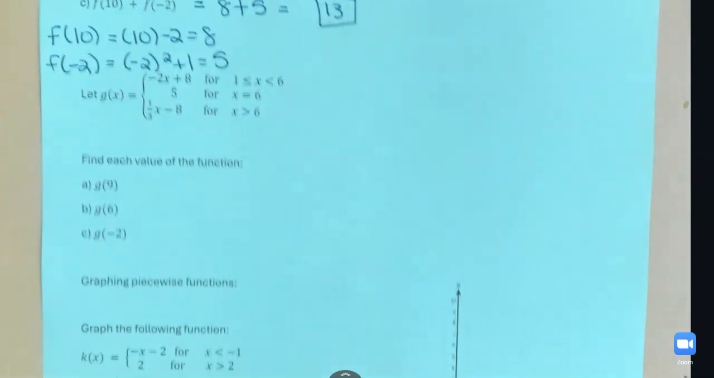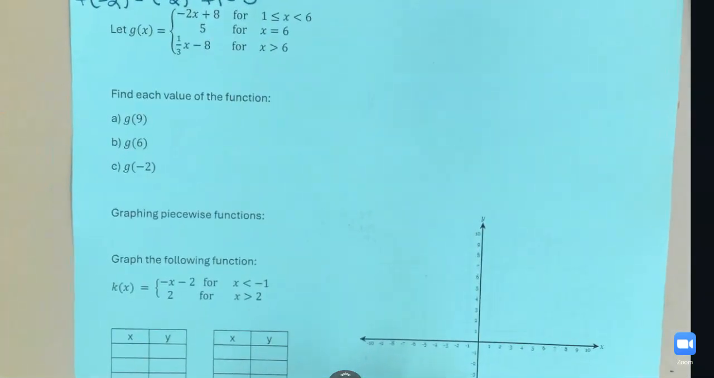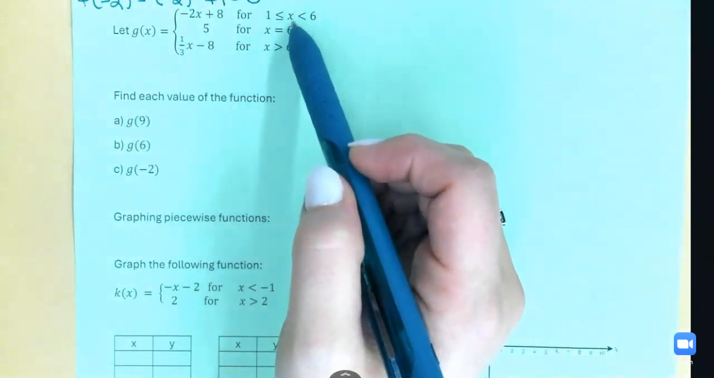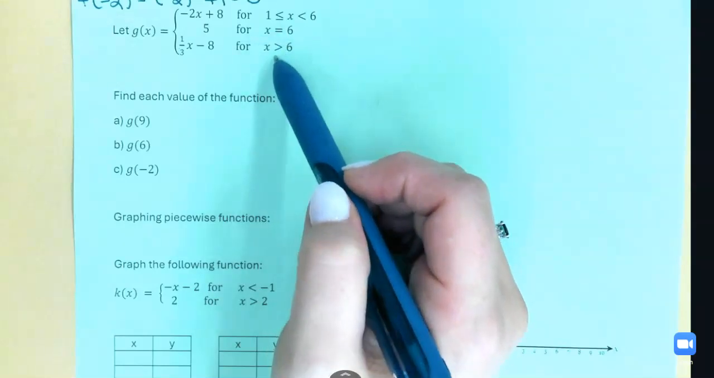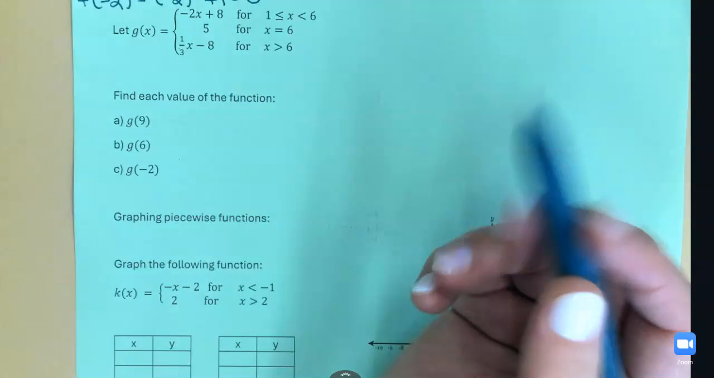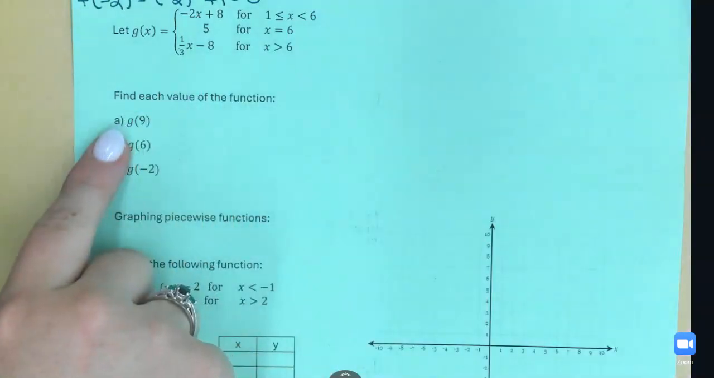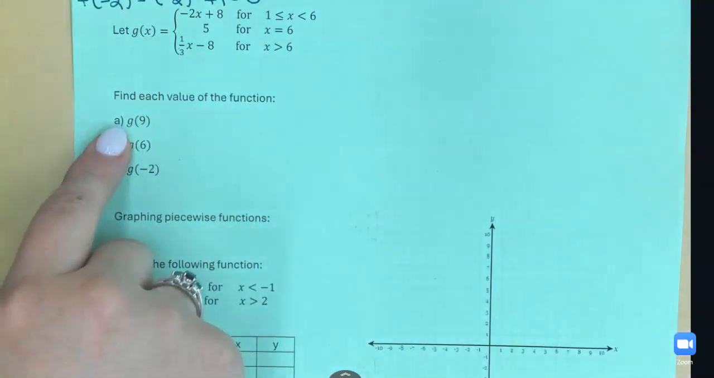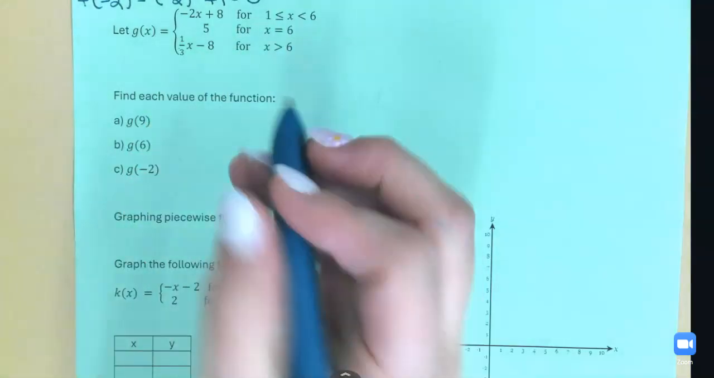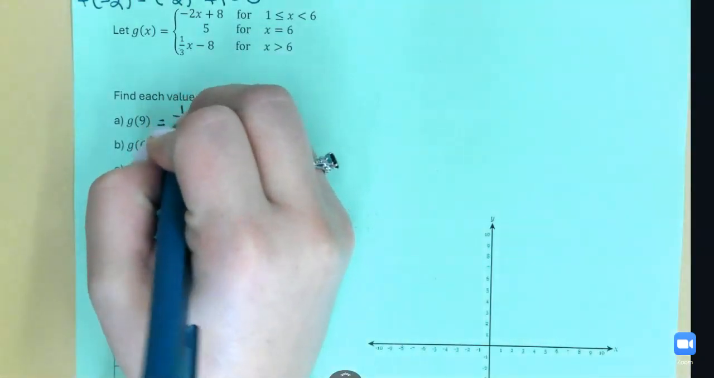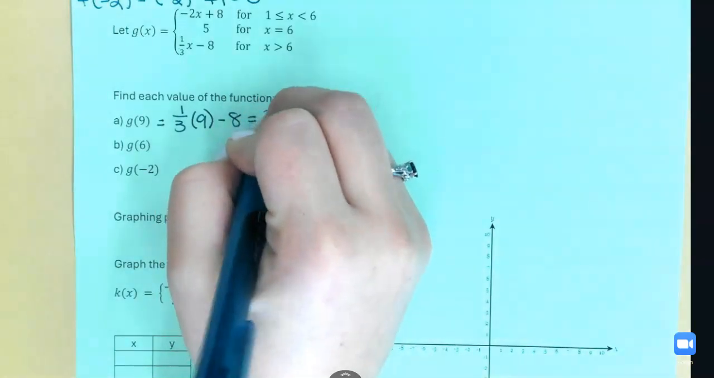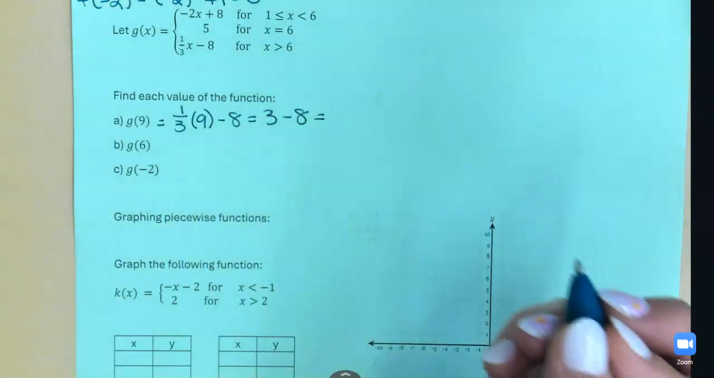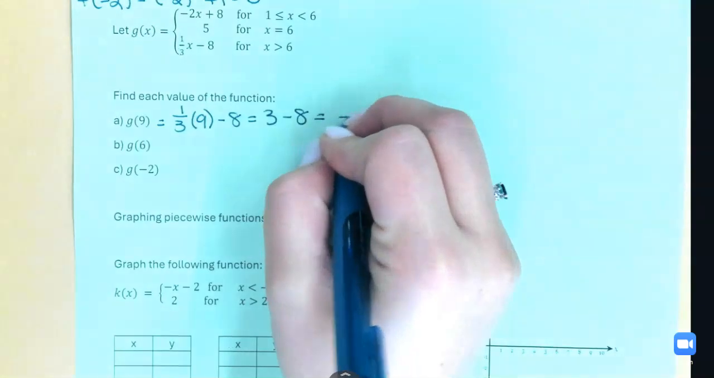Okay, on the next example, I have three equations for this function. The first one is when x is between 1 and 6. The middle one is when x is equal to 6. And the bottom one is when x is greater than 6. So for g of 9, that is going to fall into the bottom category when x is greater than 6. So I'm going to plug in 1/3 times 9 minus 8, which is going to give me negative 5.